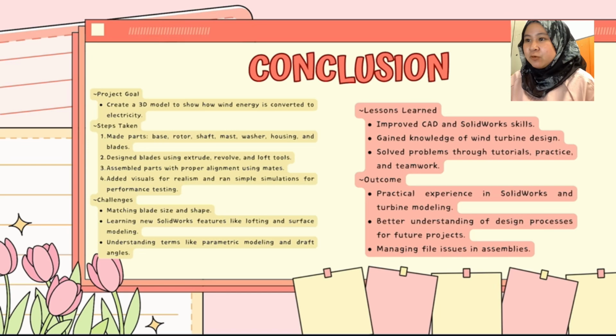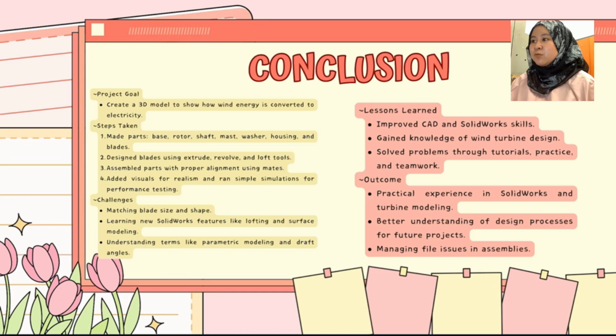For the challenges that were faced by all of the group members while conducting this project, first is to match the blade size and shape. The second one is to learn new SolidWorks features like lofting and surface modeling. And the third one is to understand terms like parametric modeling and draft angles. About the lessons that we learned from this project.